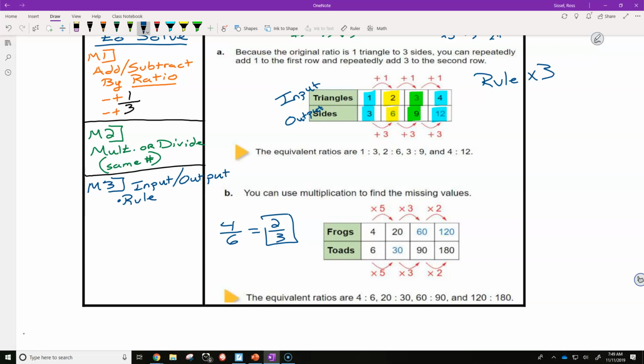If I looked at this one, the triangles and sides, we pretended it was an input-output table. 1 triangle came in, so 3 sides came out. Okay, well, 1 times 3. You have to check that rule. Does it work multiple times? 2 goes in, 6 comes out. 3 goes in, 9 comes out. Every time my rule was times 3. Now the reason we're showing all these rules is because no one rule works every single time. Sometimes it's easier to use the other ones.